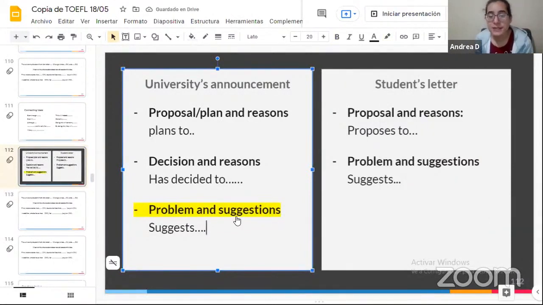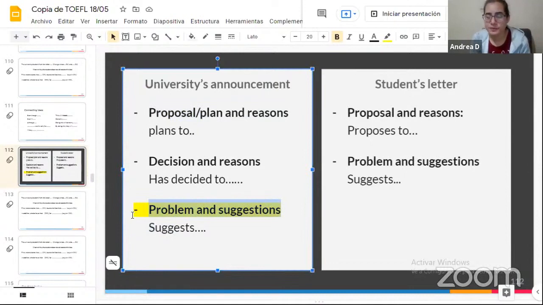So sometimes instead of a change and the reasons for the change, you will have a problem and two suggestions, two ways to solve the problem. So it could be something like a change and the reasons. Maybe the university wants to change the menu of the cafeteria, and you have two reasons. They want to make the food healthier and they want to make it cheaper. Two reasons. Or maybe it could be a problem and some suggestions.